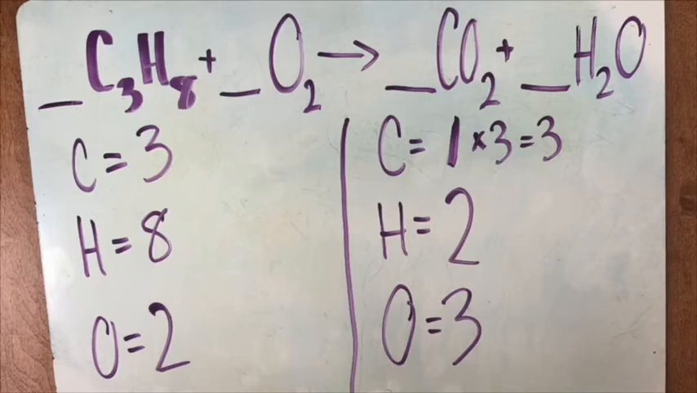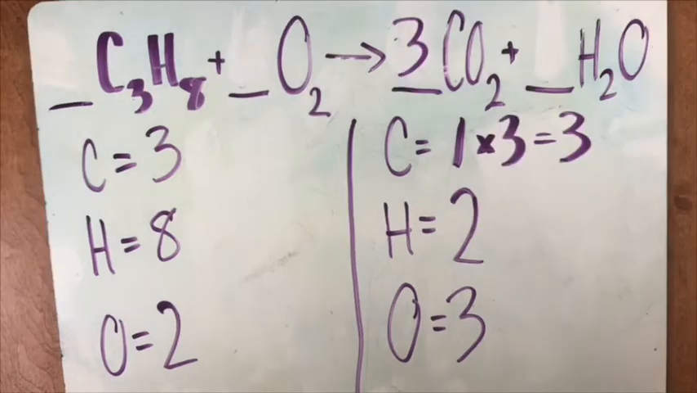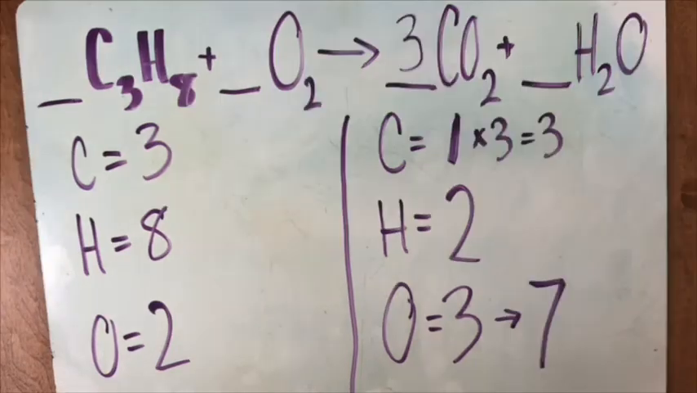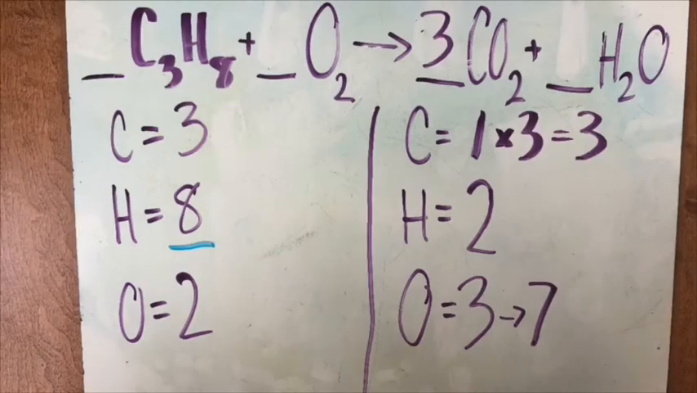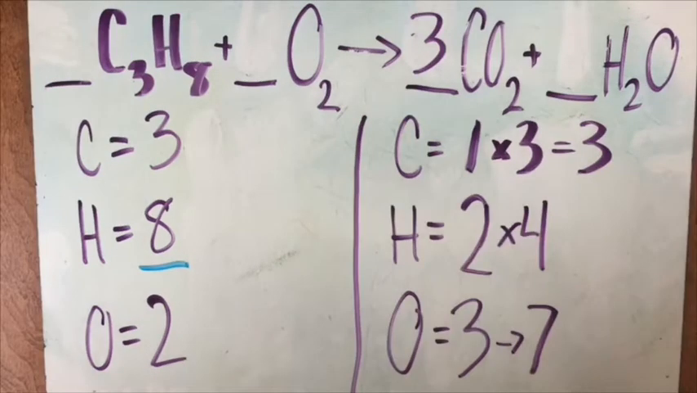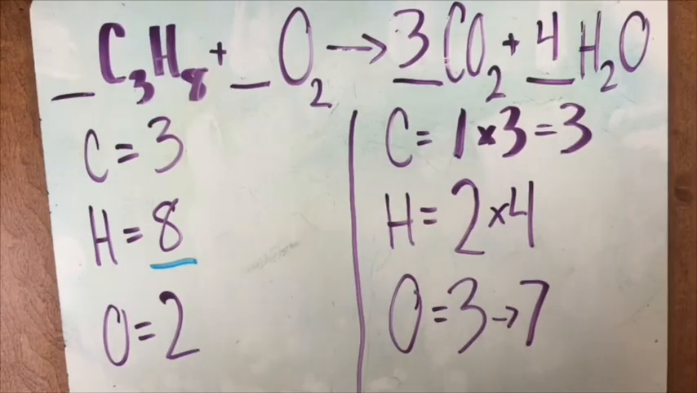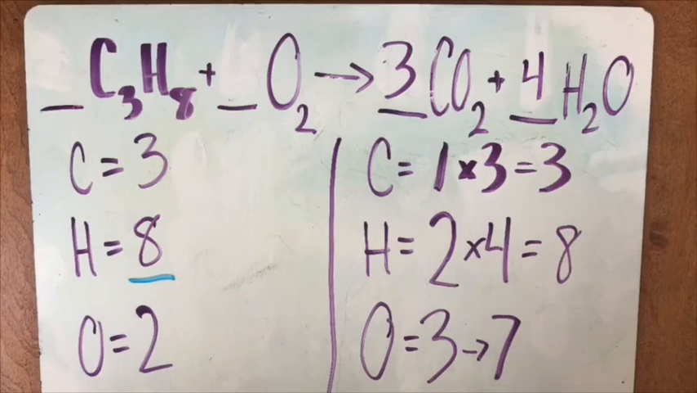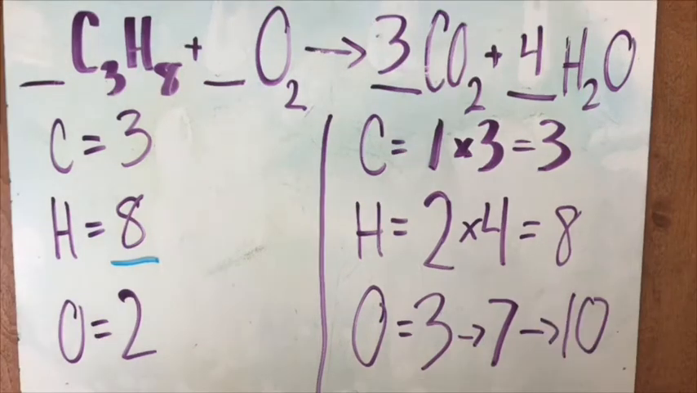So you can start off by multiplying the number of carbons on the product side by 3, making it 3 carbon. Since you multiplied it by 3, you put the coefficient 3 in front of the CO2. This makes the number of oxygens on the product side 7. Now there are 8 hydrogen on the reactant side, but 2 hydrogen on the product side. You can multiply the hydrogens on the product side by 4, making it equal to the reactant side. This means you must put the coefficient 4 in front of the H2O. This also makes the number of oxygens on the product side 10.